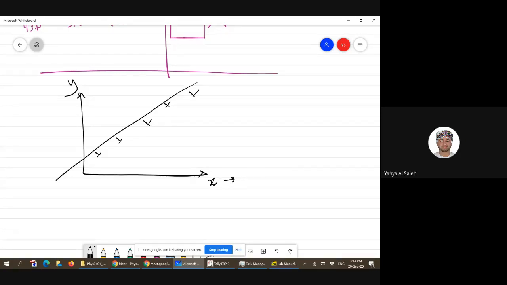So X is what we call the independent variable. I'll write it in Arabic as well. Okay, Y is what we call a dependent variable, and I'm going to write it in Arabic too.